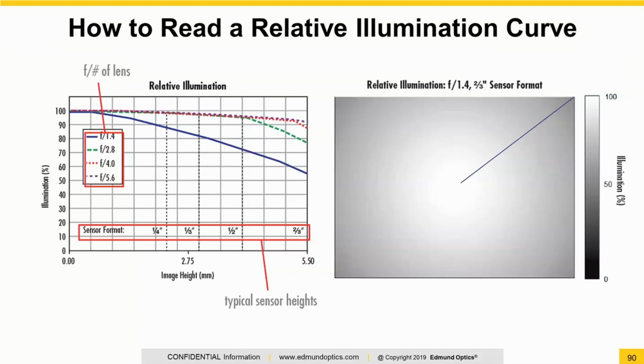And this is another thing to consider when using a lens that's designed for certain sensor sizes. If you're using a 2/3 inch lens, which this lens happens to be, but you're using it on only a 1/3 inch sensor, you can expect to have much higher relative illumination there.